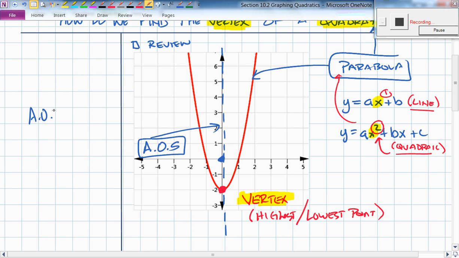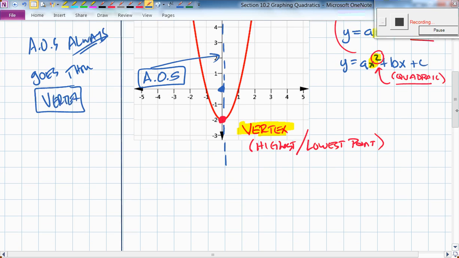So maybe we should write that down. Axis of symmetry always goes through the vertex. Axis of symmetry always goes through the vertex. All right, you guys feeling so far so good? Okay, good.